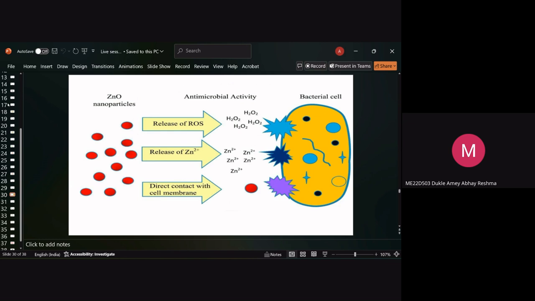And the third is when it comes in direct contact with the cell membrane, it leads to bursting of the cell membrane. So it affects the cell membrane at three levels, which leads to significant antibacterial activity.